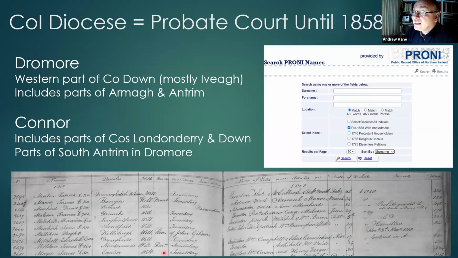So even as early as 1818, there's information there which is more comprehensive than the information you get in the will calendars post 1858, but it may be hard to get to. But if you know your diocese, you're on your way.